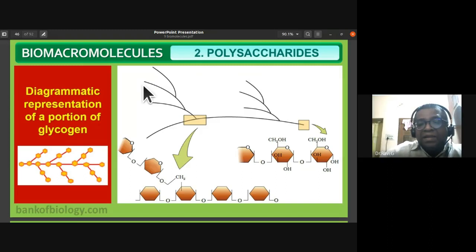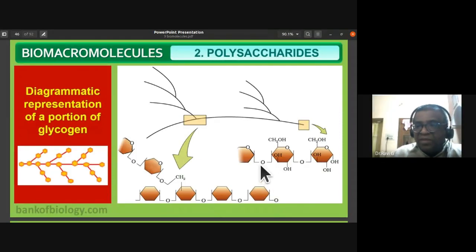So this is the diagrammatic representation of a portion of glycogen. How does it look? Branched and rebranched. A portion of the glycogen is enlarged and shown for you to understand it better. On the main chain, there is this sort of arrangement of glycosides. There are side chains also in the case of glycogen. They branch and again branch. This sort of pattern of arrangement you notice in glycogen.